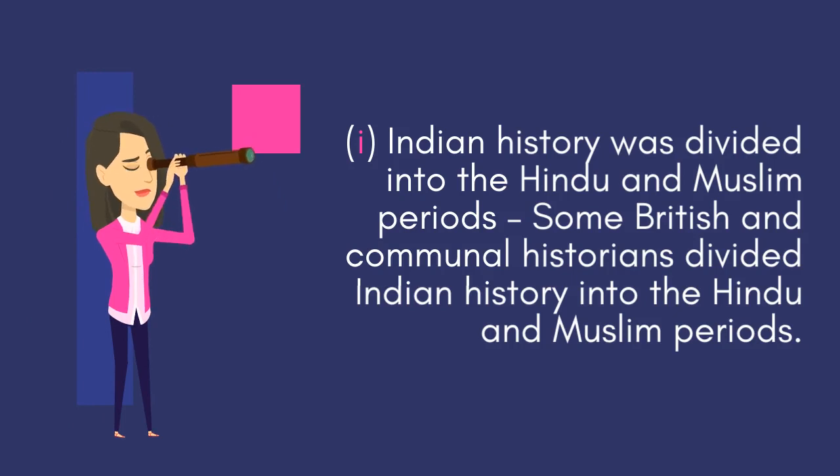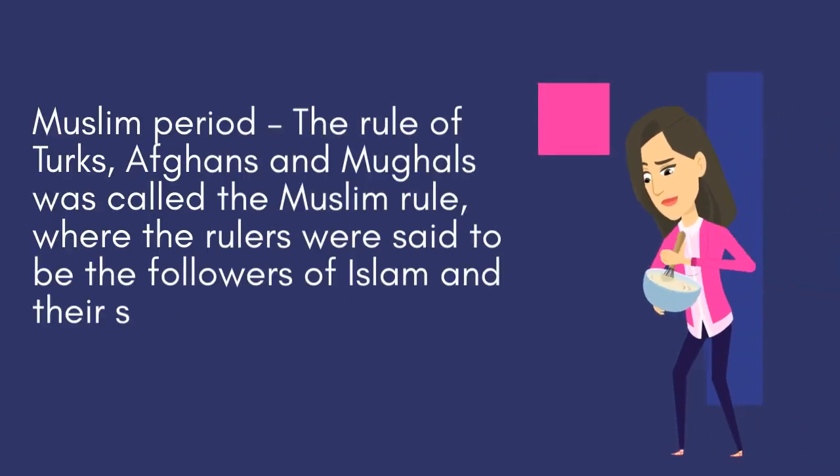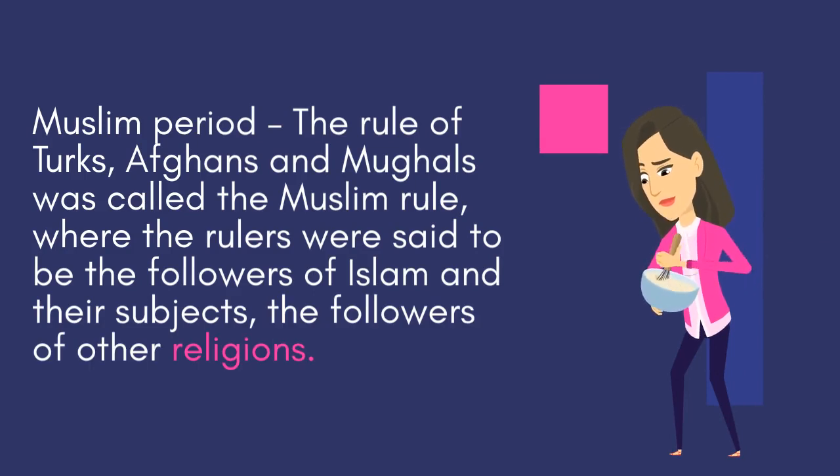Some British and communal historians divided Indian history into the Hindu and Muslim periods. Muslim period: the rule of Turks, Afghans and Mughals was called the Muslim rule, where the rulers were said to be the followers of Islam and their subjects, the followers of other religions.